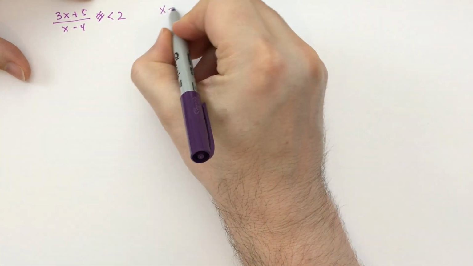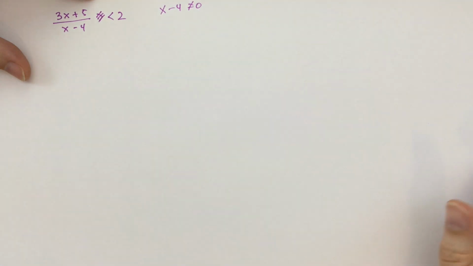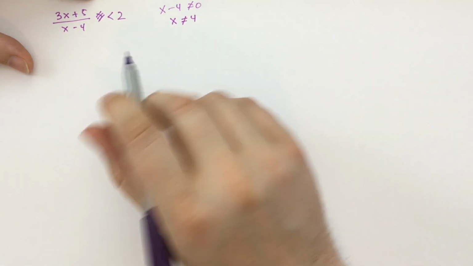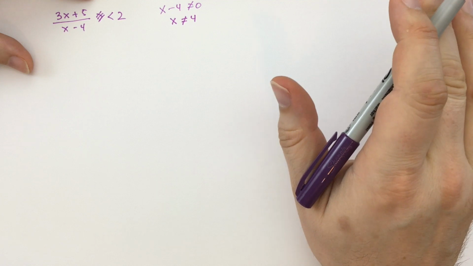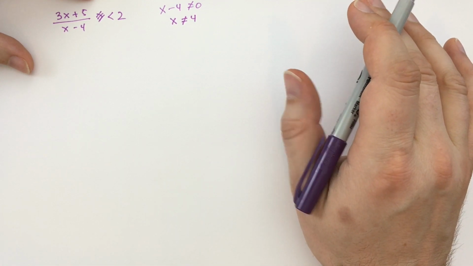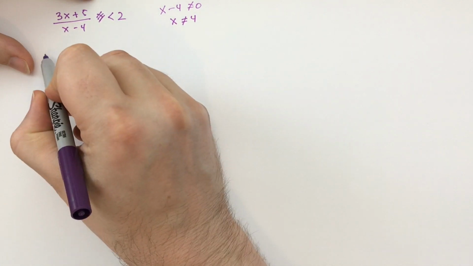First of all, we note that x minus 4 cannot equal 0, right? That would just mean that you can't divide by 0, right? Well, what does x minus 4 can't be 0 mean? That means x cannot be equal to 4. So whatever we get, x equals 4 is not a solution.